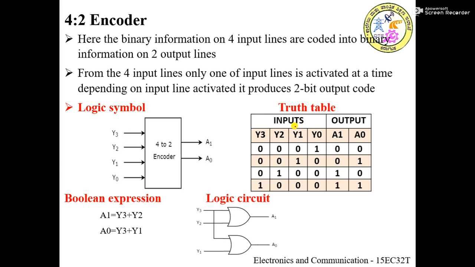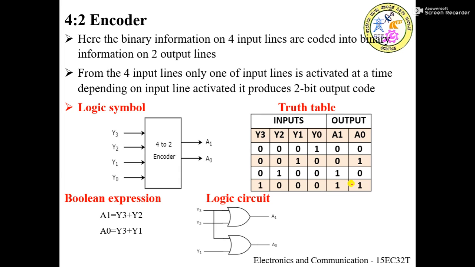As you can see from the truth table, in the first combination, y0 is only 1 or active high, rest all input lines are 0. Corresponding to this y0, an encoded output will be 0 0. Similarly, in the second case, y1 is only active high and rest all input lines are zeros. That's why it produces an encoded output as 0 1. Similarly, if you go through the last combination, y3 is only 1 and rest all input lines are zeros. That's why it produces an encoded output 1 1 on the output lines.